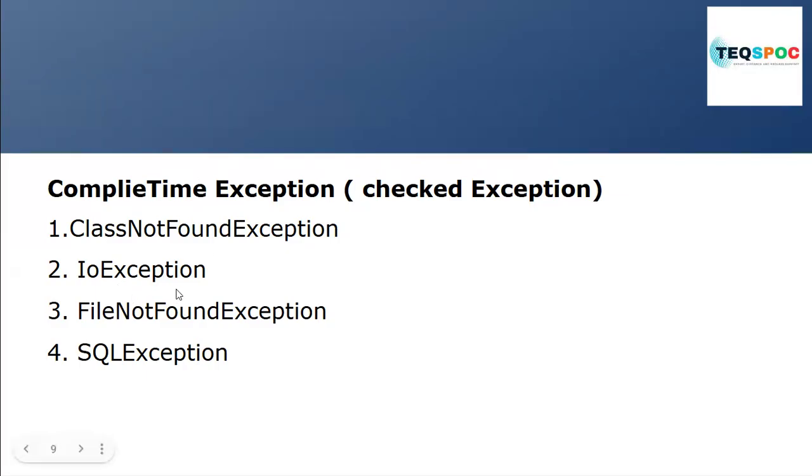IO exception. Then file not found. It is also very simple. File not found means when you try to access a file in your system which is not present, then you will get file not found. SQL exception sometimes occurs when you are writing SQL, like in the previous class we have seen, when we write some SQL, which error we are basically getting.